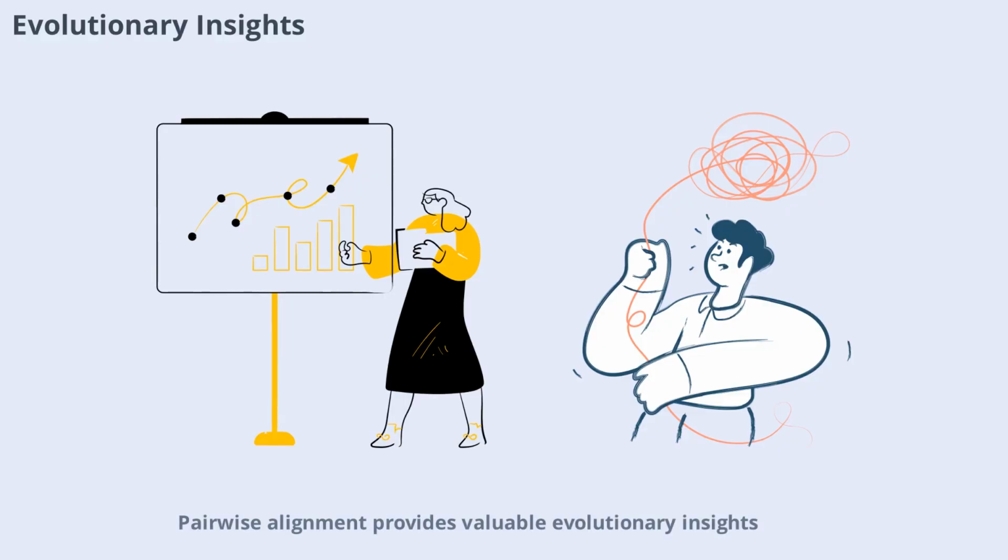Pairwise alignment provides valuable evolutionary insights. By comparing sequences from different species, researchers can identify conserved genes and trace the history of genetic changes. These insights help us understand how life has evolved and adapted over time.